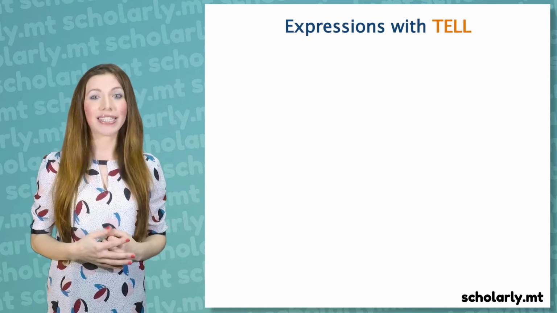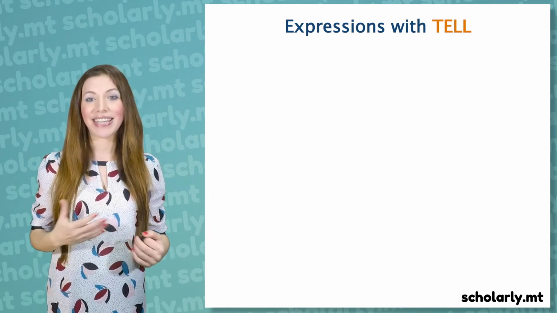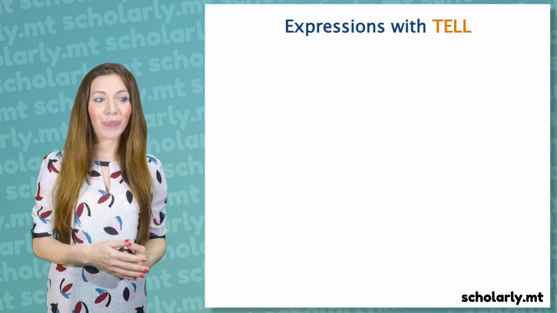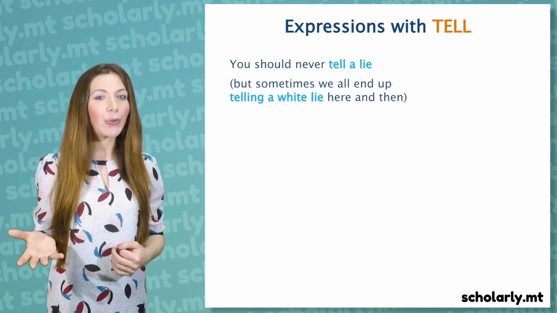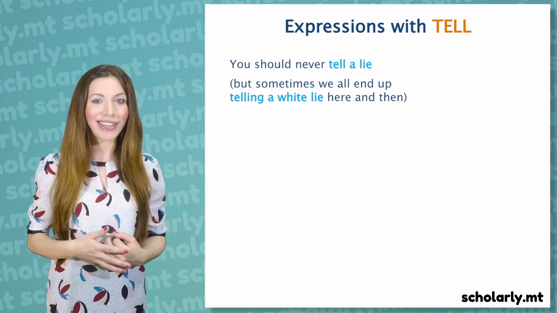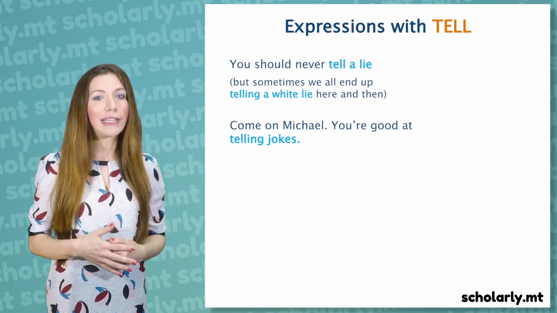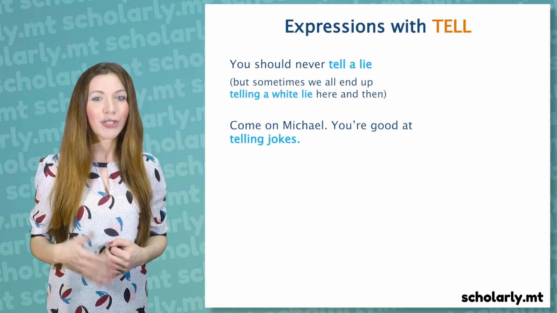There are some common fixed expressions that are used with these verbs, say and tell. Let's start with tell. You should never tell a lie. But sometimes we all end up telling a white lie here and there. So what's a white lie? A white lie is sometimes you want to avoid telling the whole truth, so maybe not to hurt somebody's feelings, or maybe you were invited to a party but you don't really want to go, so you come up with an excuse. You tell a white lie. Come on, Michael, you're good at telling jokes, so you tell a joke.